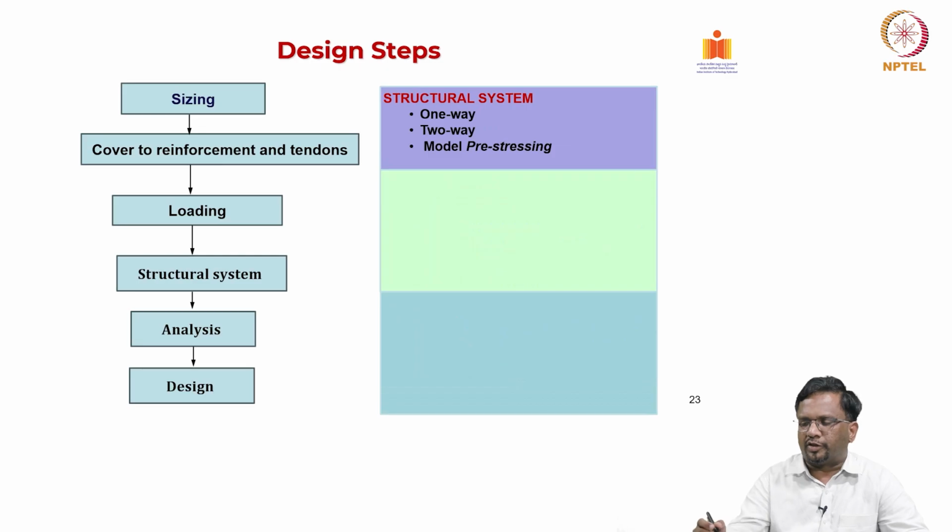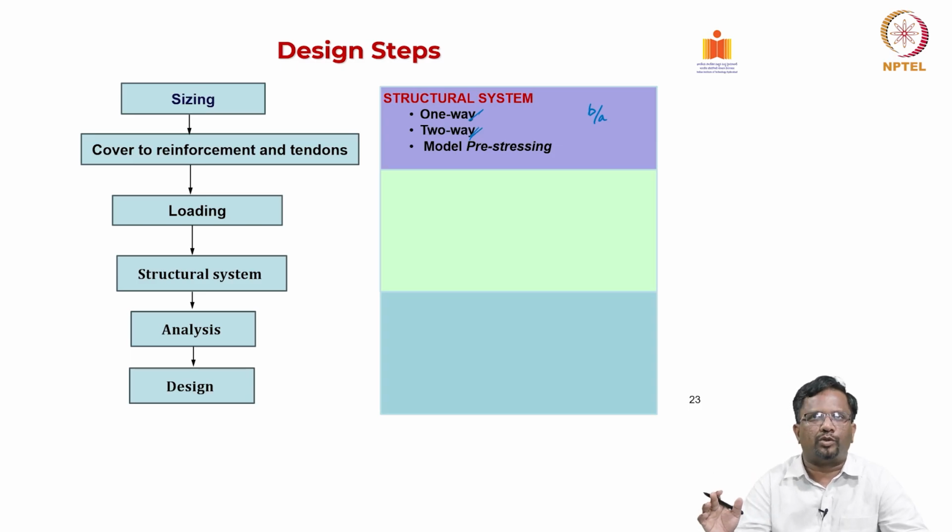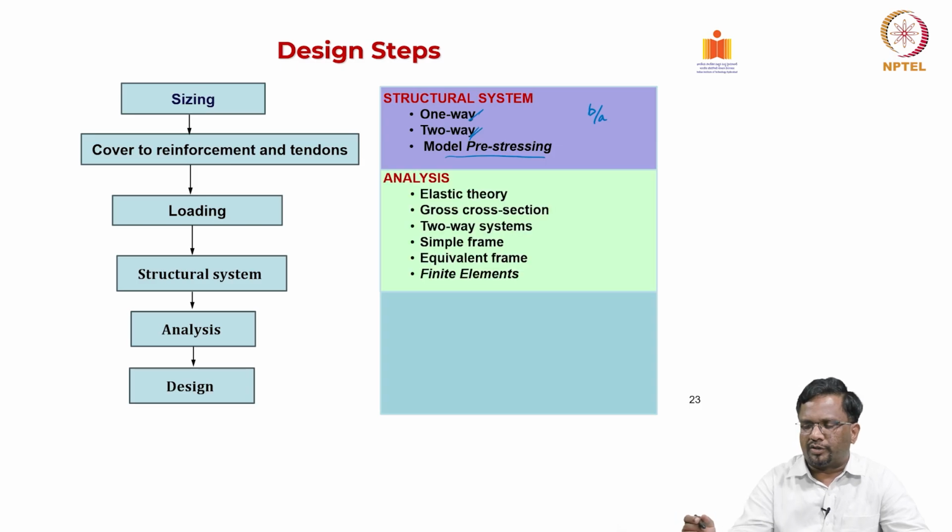Now, structural system, again, as I have told you, one way or two way, I can go ahead, that again depends upon your B by A ratio that we have seen, right. Between 1.4 and 2, you can go for a slab band system with one-way slab. If it is less than 1.4, you can go for a two-way slab, right. And then how do you model the pre-stressings also.